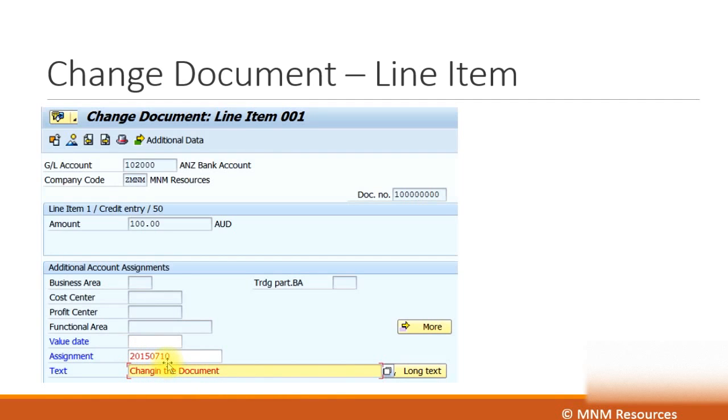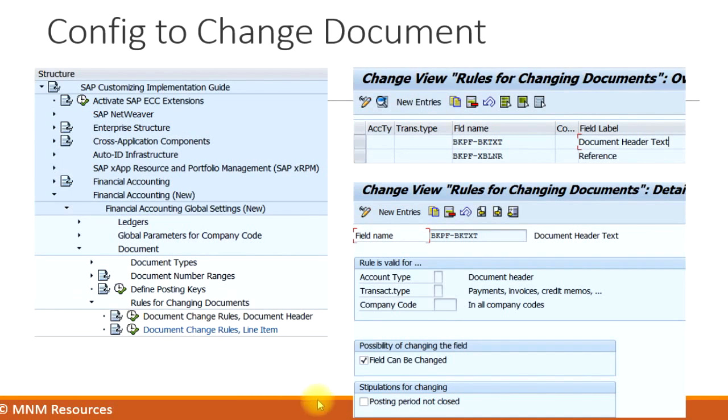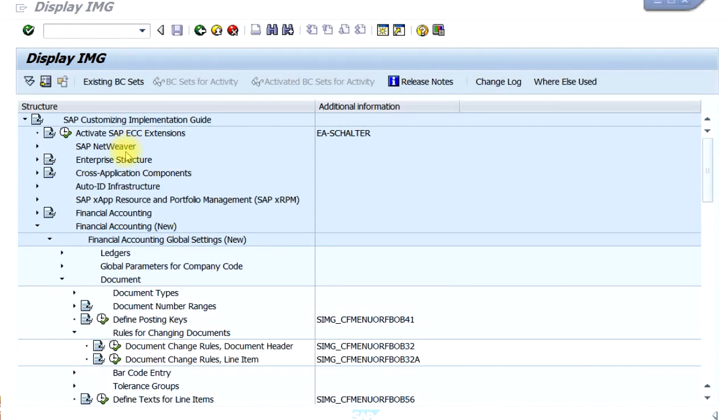Now it's recommended not to do any changes to these settings. That is, do not change the existing setting of the change document configuration. But for academic purposes, let's review how to view these configurations. The SAP configuration menu path for changing documents is Financial Accounting New, Financial Accounting Global Settings New, Document, Rules for Changing Documents, and Document Change Rules, Document Header.